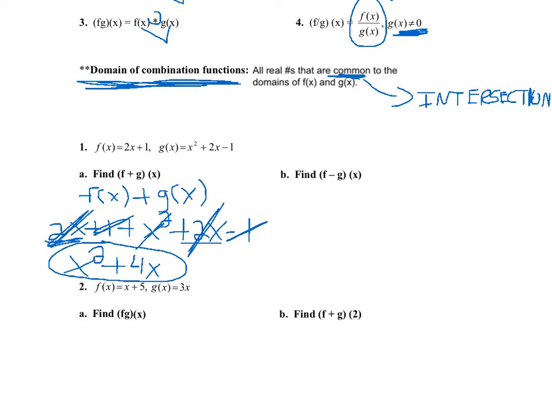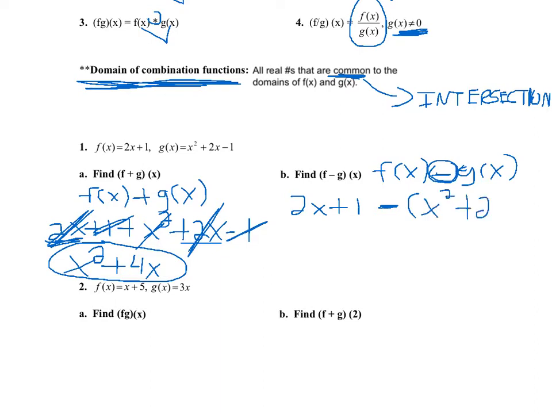For b, well, this is just like saying f of x minus g of x. So it's literally the same thing we did for a, except the one thing we have to do is distribute this negative. So let's put f of x is 2x plus 1. Now, if I'm subtracting that whole quadratic g of x, it's real important we put that in parentheses. Didn't matter for the plus because it's like distributing a positive one, which everything stays the same. But here you're going to distribute a negative 1, so let's put the x squared plus 2x minus 1.